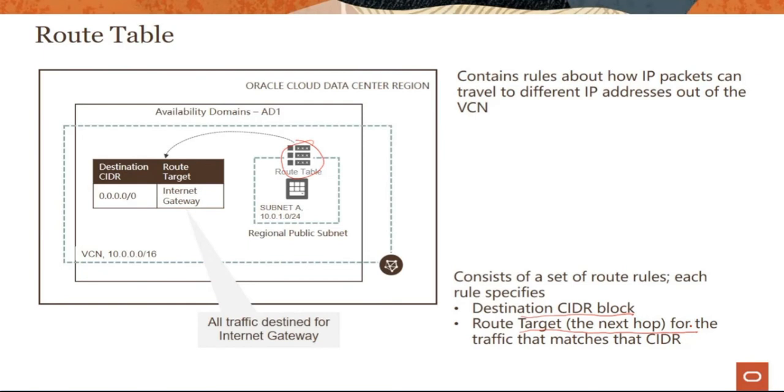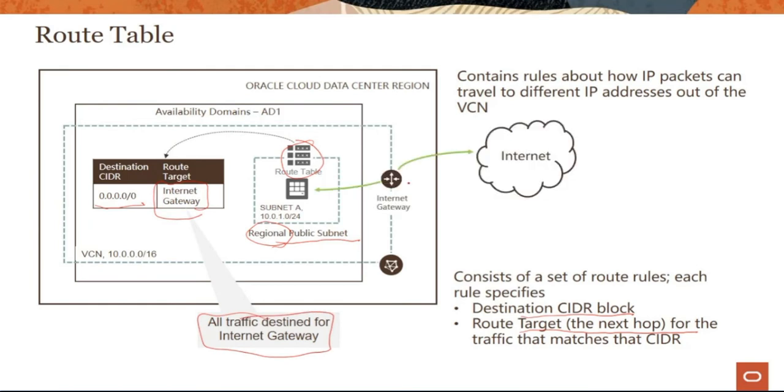If you look at this particular subnet, it's a public subnet. It can be regional or it can be AD specific. In this case, I'm just using a regional public subnet. And in the route table, there is an entry which says 0.0.0.0/0, which means any IP address or all IP addresses. So this is my destination CIDR, packets destined for any IP address. They need to go to the internet gateway, and this is what is being shown here, all traffic destined for the internet gateway. So what I do is I create an internet gateway.